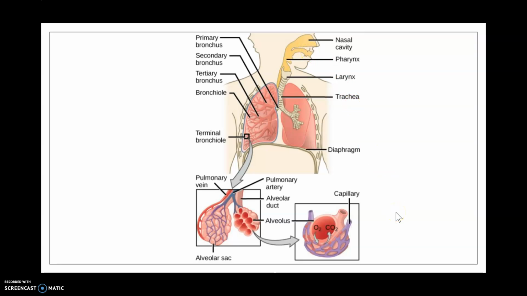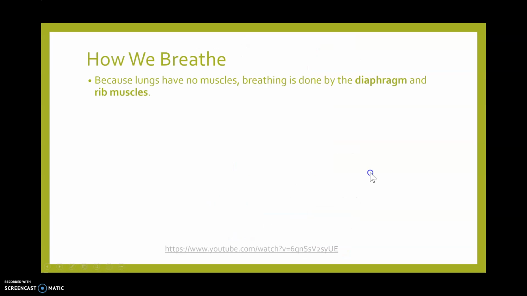So with that being said, how is this process going to happen? So we know that the lungs are not made up of any muscle tissue. So what we're going to need is some assist from this muscle right here called the diaphragm. So the diaphragm is connected directly to these lungs, and as it contracts, we are going to see that movement of air. So let's go through that process.